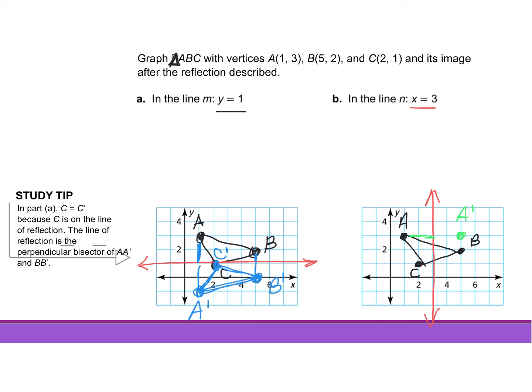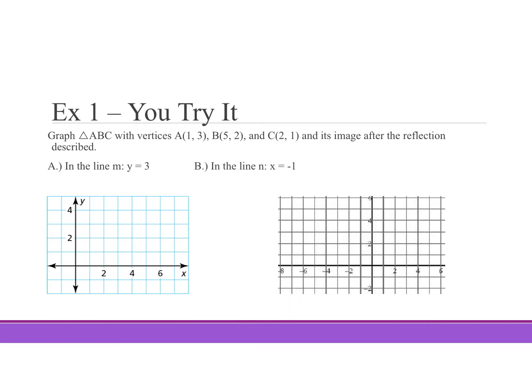I'm going to do the same thing with B. B is also 2 units over, so B prime is going to be here, and C prime is only 1 unit off from that. So C prime is going to be here, and then I'm just going to connect those points. And now I have my reflected image.